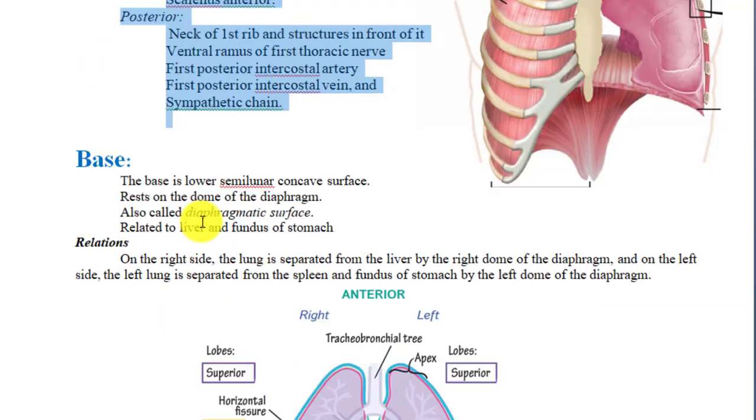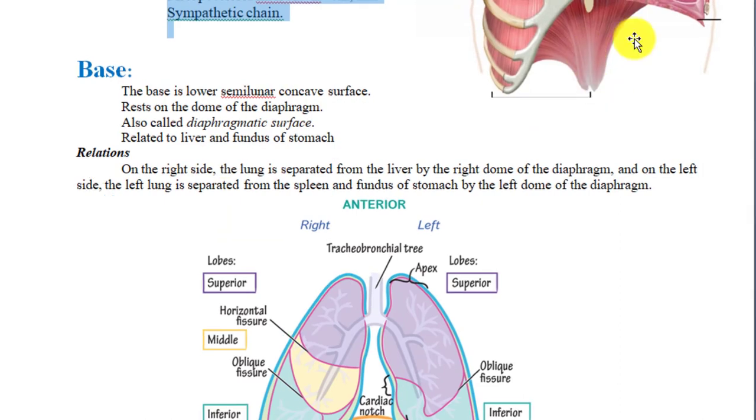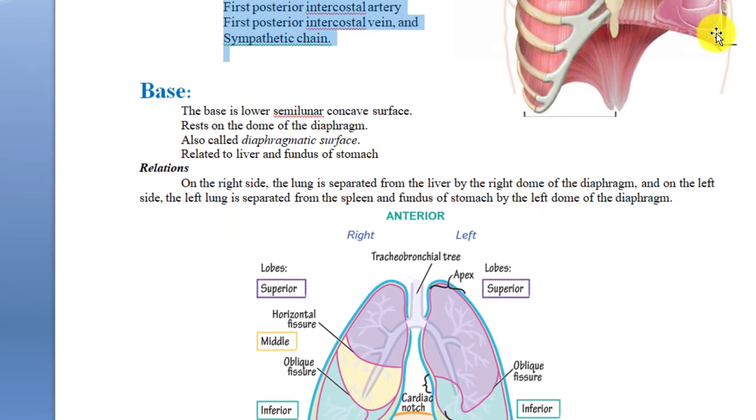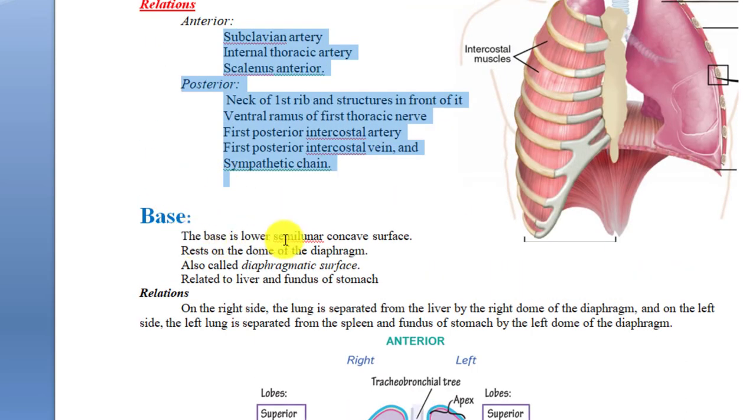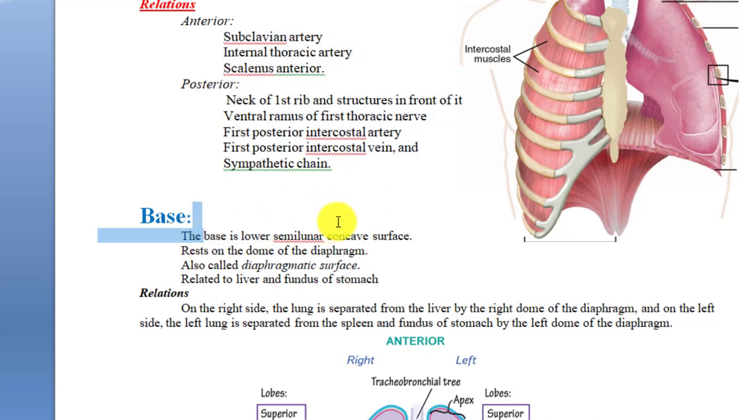Now we come to the base of the lungs, right? So here you can see this is the base of the lungs, and the base of the lungs is a little bit semilunar in shape. The base of the lungs is a semilunar concave surface. You see here there is a depression for this structure, right? For the diaphragm which enters inside it. So you can see there is a depressed part. So we say the base of the lung is a semilunar concave surface.